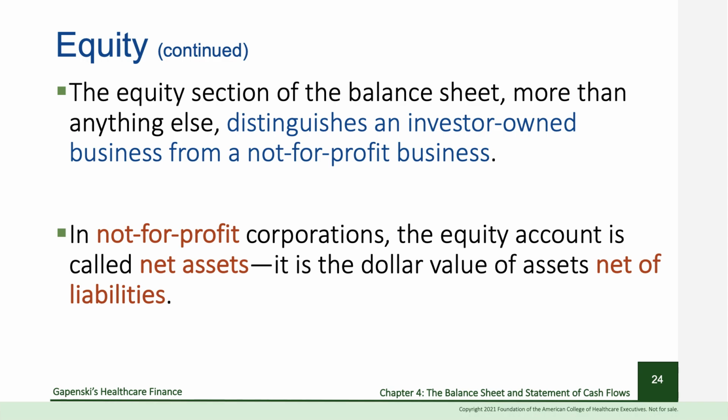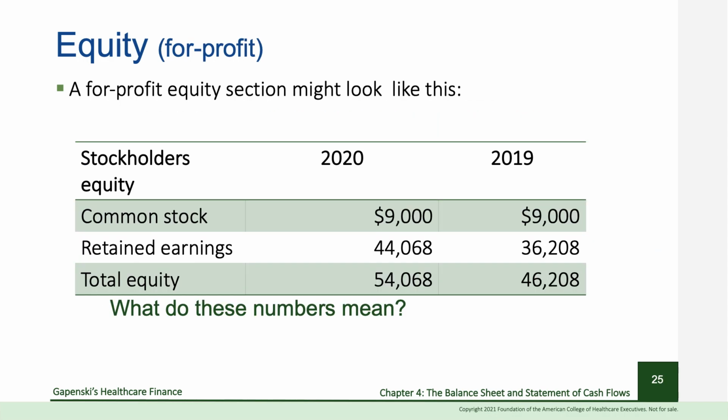The equity section of the balance sheet basically distinguishes an investor-owned business from a not-for-profit business. A not-for-profit corporation's equity account is called net assets. It is the dollar value of assets net of liabilities. So you have to make sure that you understand that for the not-for-profit corporation, the equity account is called net assets, and for for-profit, that is not true. A for-profit section might look like this. There is stockholders' equity, which is not true in the case of a not-for-profit organization.